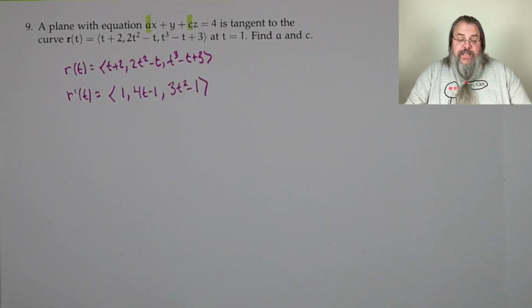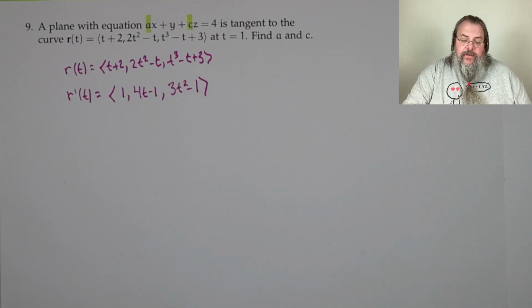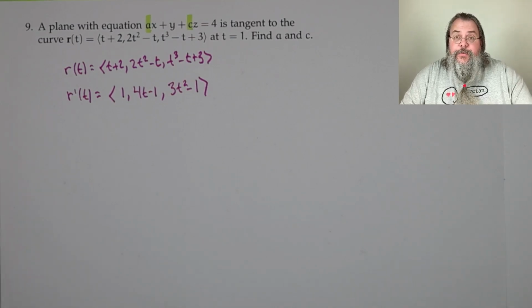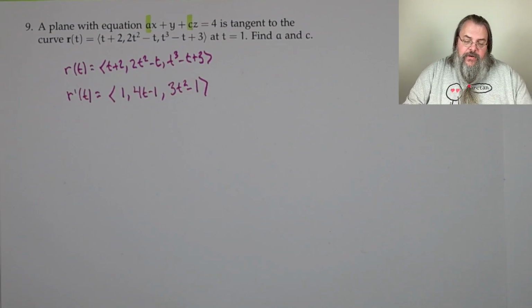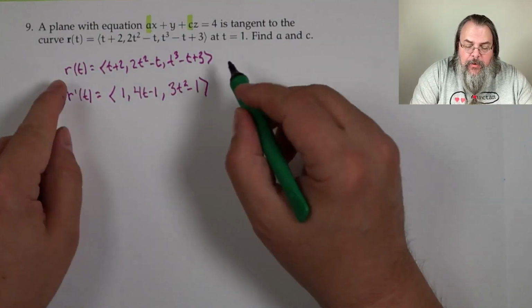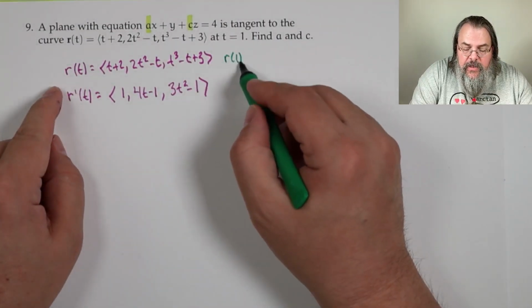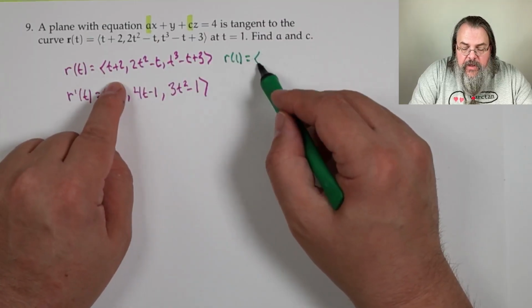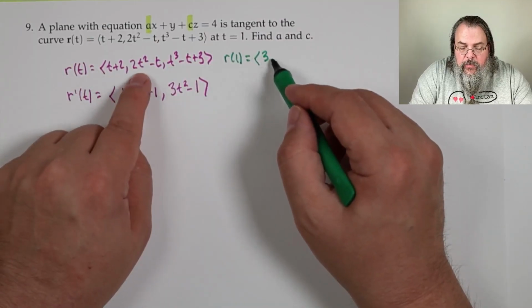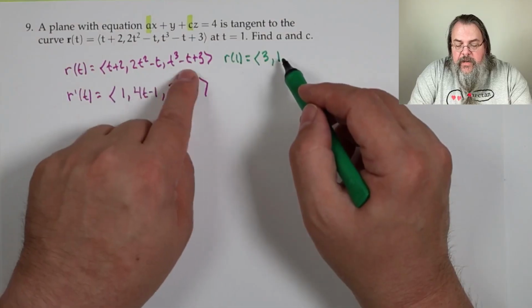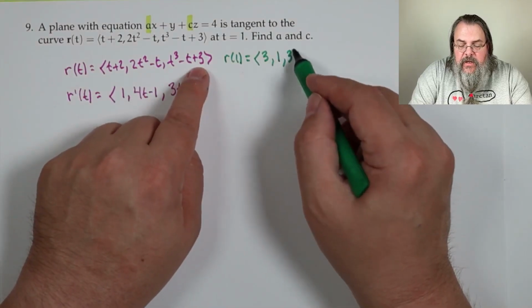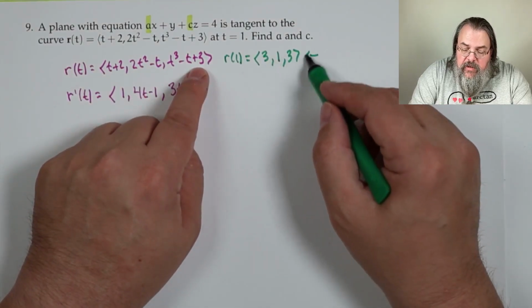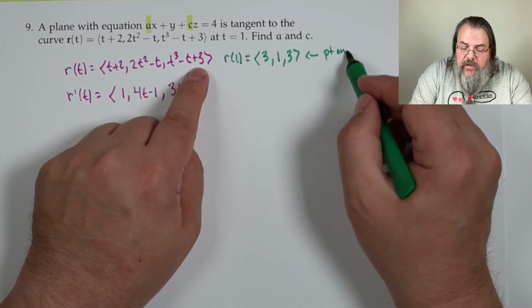And we're going to plug in our value, time equals 1. So what's going on here? At time 1, r of 1 is 1 plus 2 makes 3, 2 minus 1 makes 1, 1 minus 1 plus 3 makes 3. And here, this is a point on the plane.